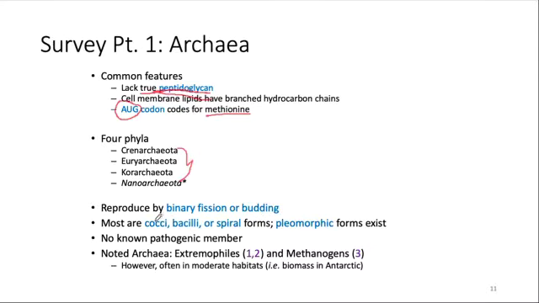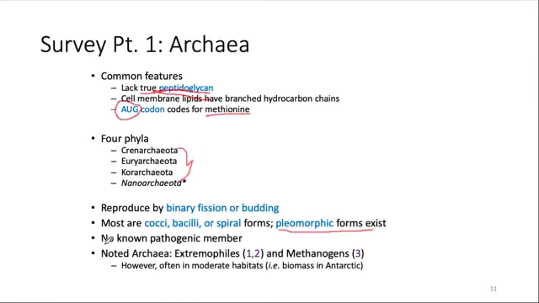Most of them are either cocci, bacilli, or spiral, but there are pleomorphic forms that exist. Now, when we say pleomorphic, it means that these prokaryotes generally do not have cell walls, and that they're able to have different shapes. So they have various sizes and shapes, and because they don't assume just one shape, we say they are pleomorphic.